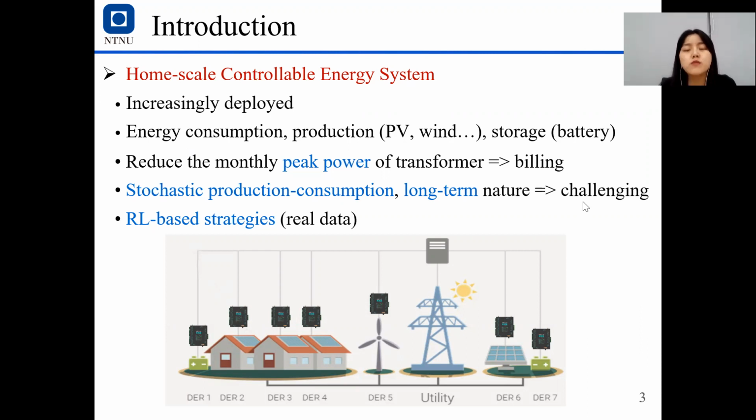However, solving this problem is challenging because of the stochastic nature of the local power production and consumption, and because we want to minimize the monthly cost. So it's a fairly long-term problem. If we use a traditional way like MPC, it's not that easy to solve. Nowadays, people try to use some RL-based strategies because RL can use real data to reduce the impact from disturbance or stochasticity. And also it can solve the long-term problem.